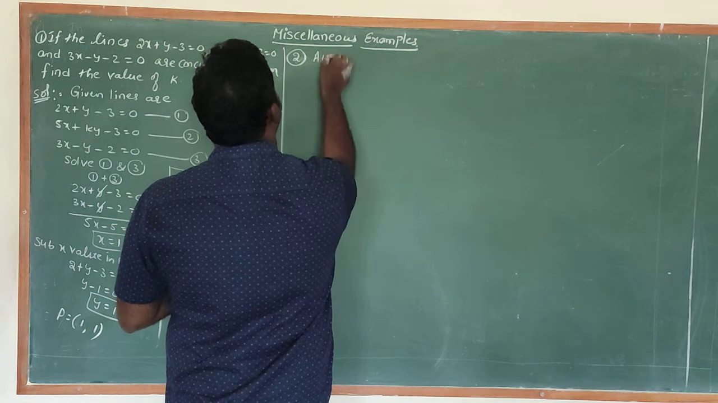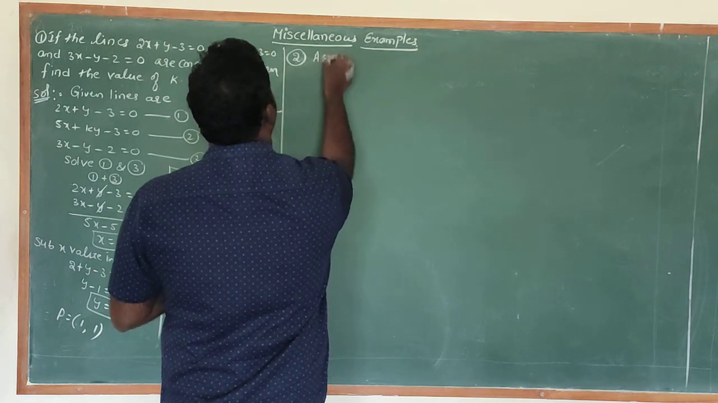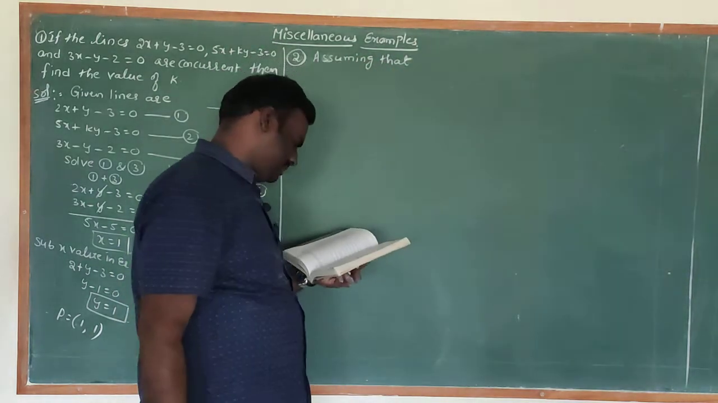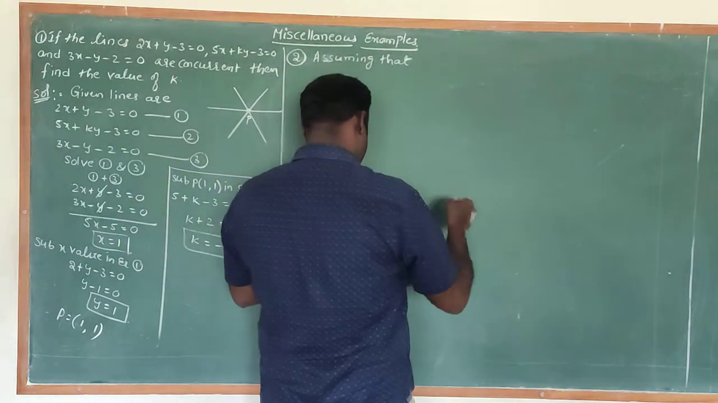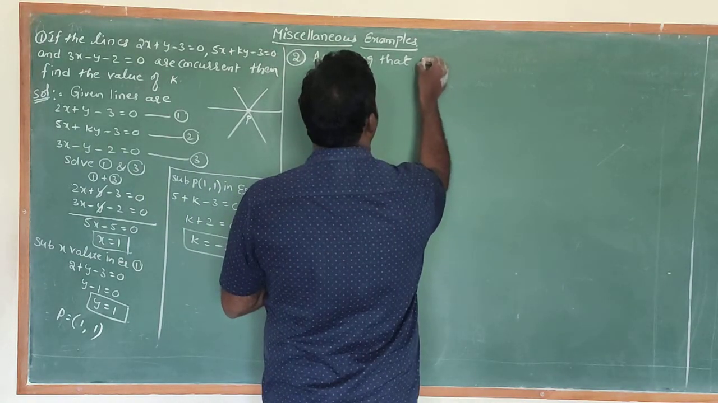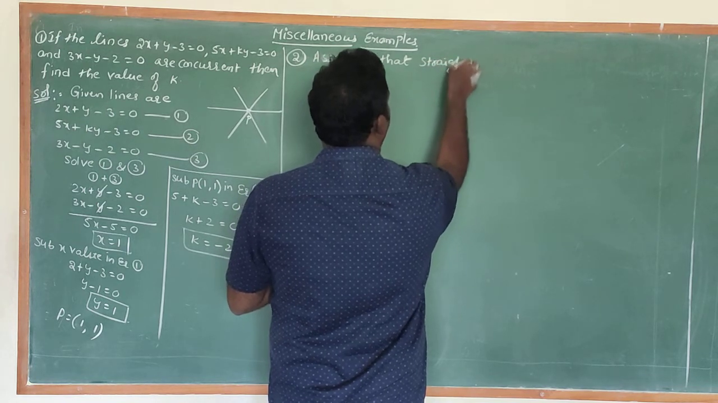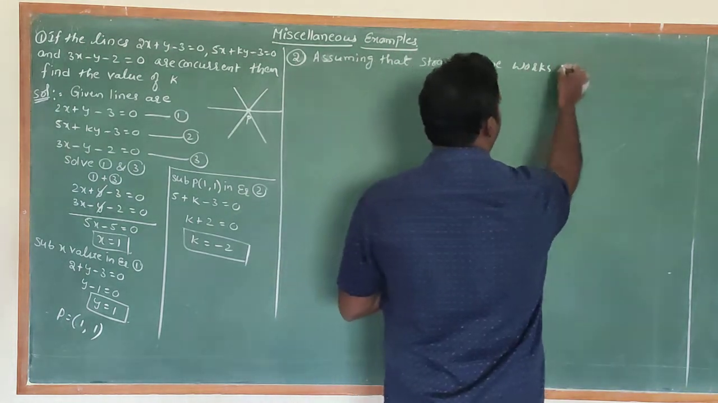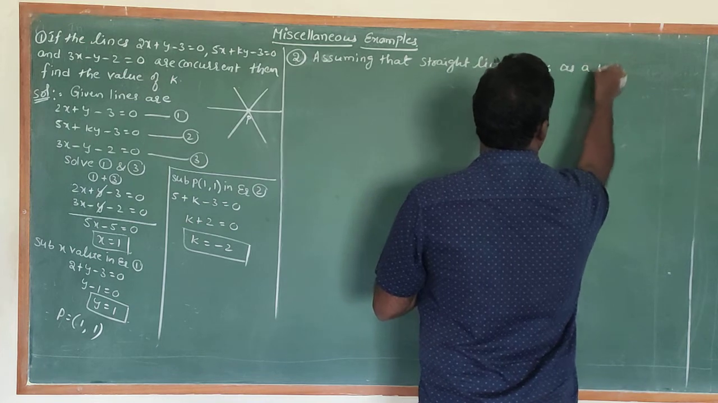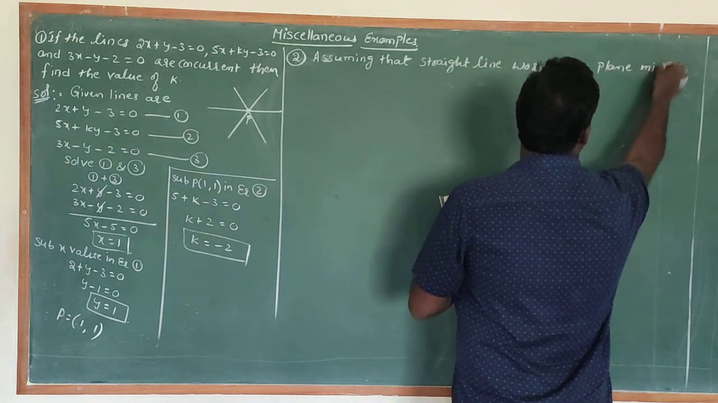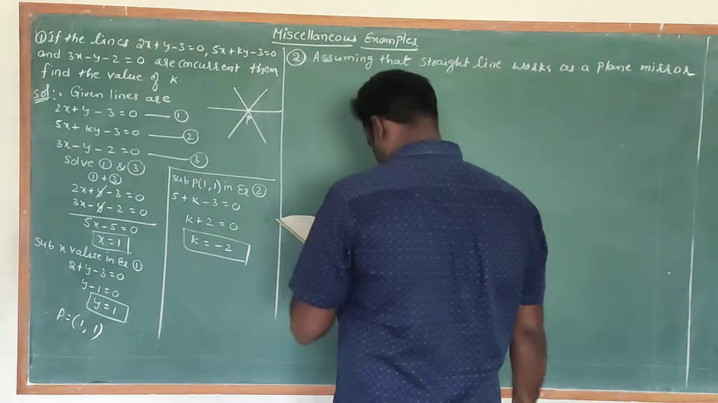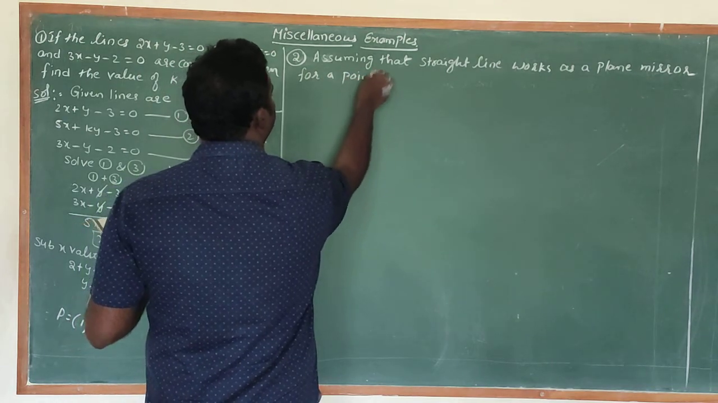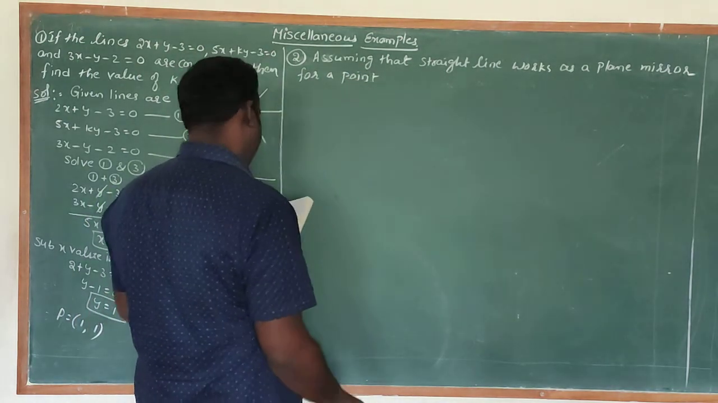Assuming that a straight line works as a plane mirror for a point. Find the image of the point.